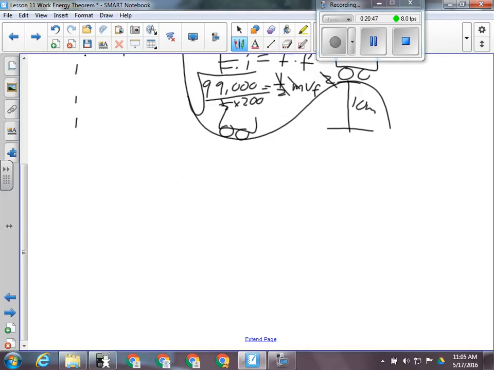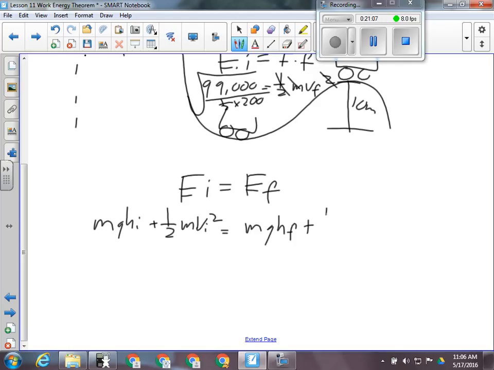They all rely on you understanding that EI equals EF. Your initial mechanical energy equals your final mechanical energy, which when you expand it out means this. It means the initial kinetic plus the initial potential has to equal the final potential plus the final kinetic. So as long as I can find the mechanical energy at one spot, I know what it is everywhere else. Now, what am I assuming is true when I say EI equals EF?